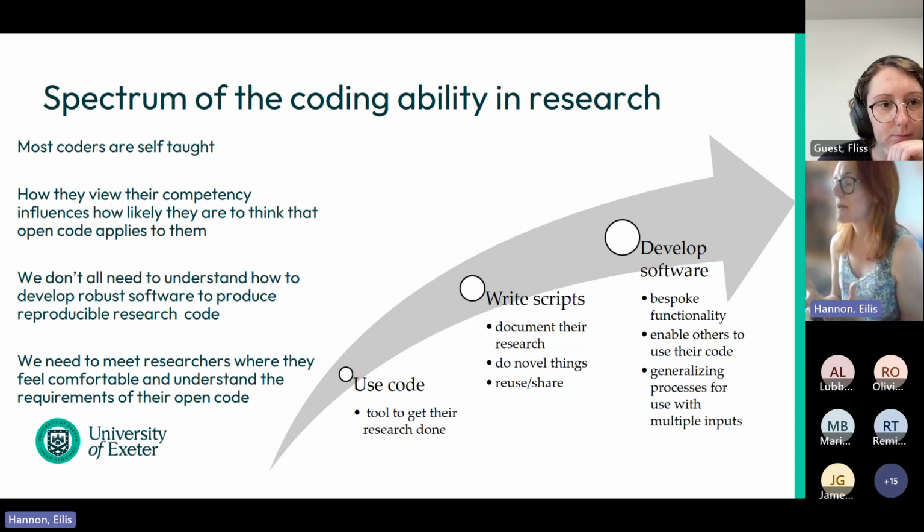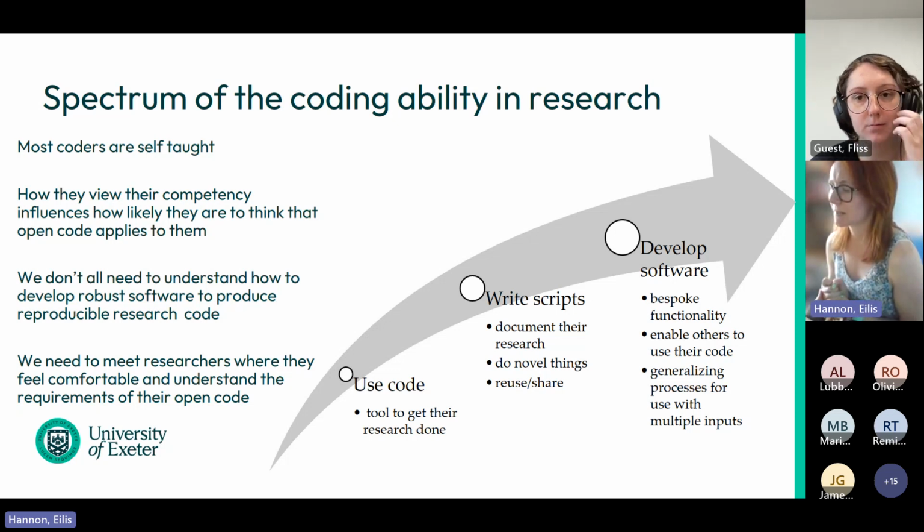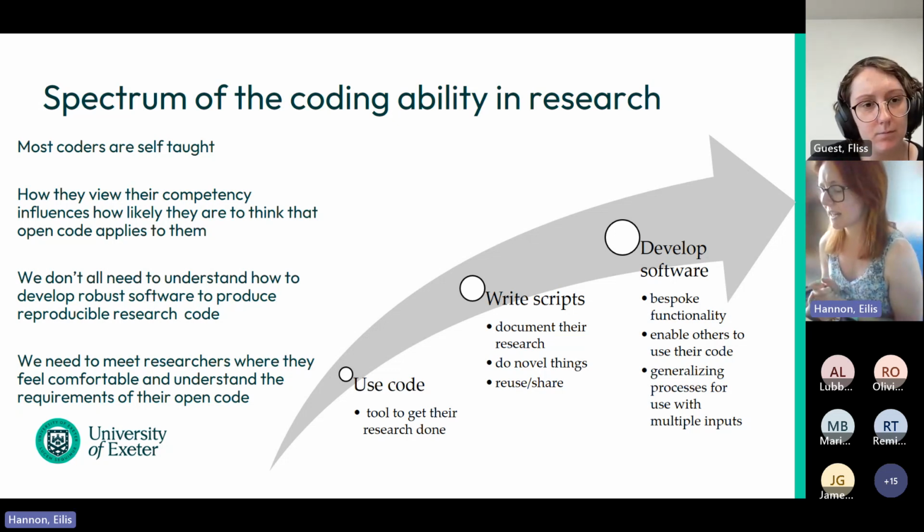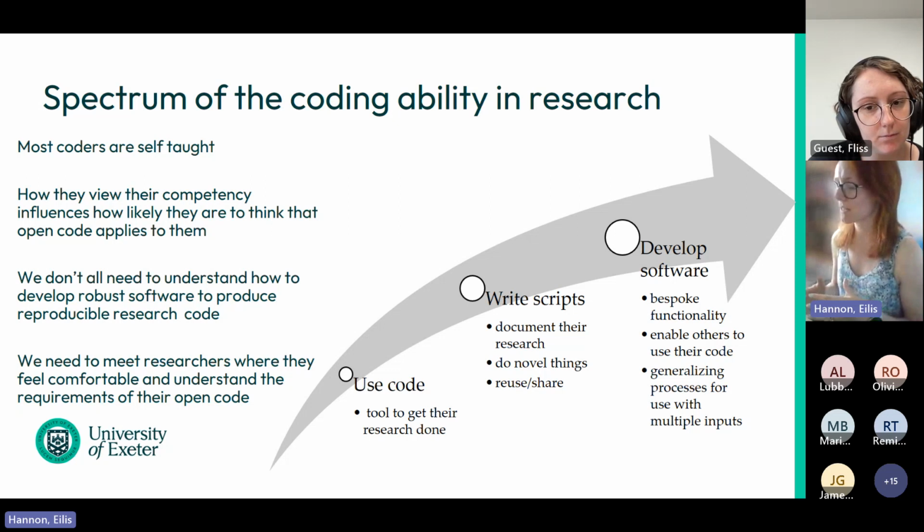We have to remember that when we're thinking about how we're going to reach these individuals. So on the figure here, I tried to put together a kind of spectrum of coding ability. And I think you can often detect where someone sits on this based on how they talk about how they write code. So, for example, there will be the people starting out on this journey who very much use code as a tool to get their research done.